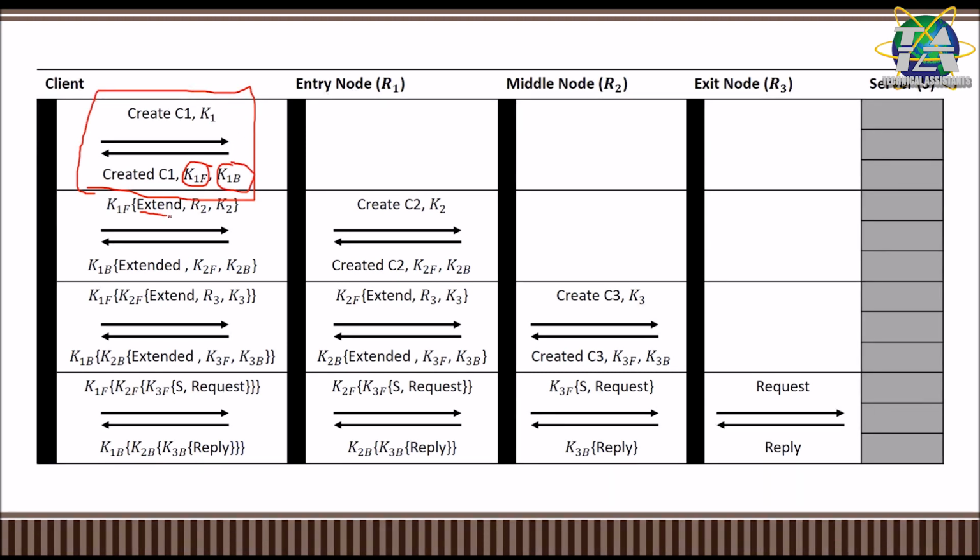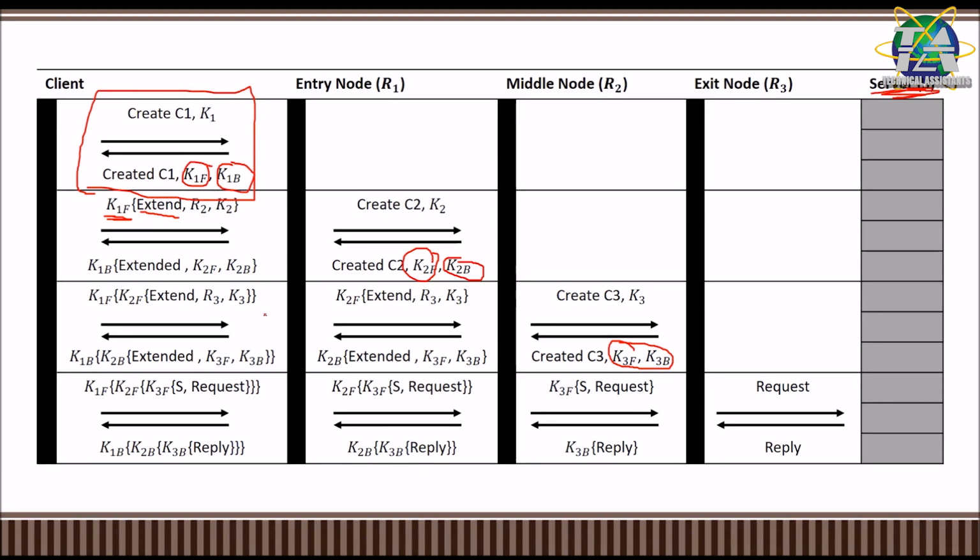Then it sends an extend instruction, which is encrypted by the forwards key, to the entry node, which then is interpreted by the entry node to handshake with the middle node and get the forwards key and backwards key from the middle node, and then sends it back to the client itself. Now this is repeated for the exit node as well, and once the forwards key and backwards key from the exit node reach the client, it can now communicate with the server, denoted by the letter S.